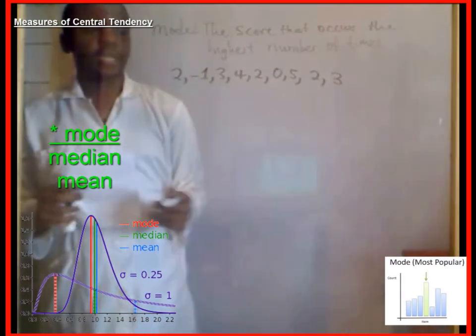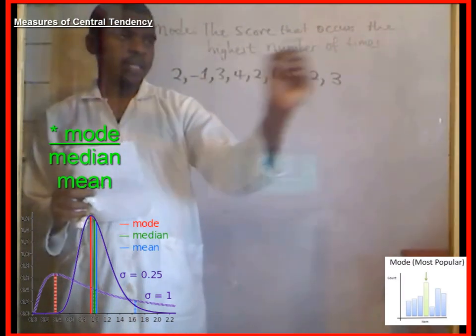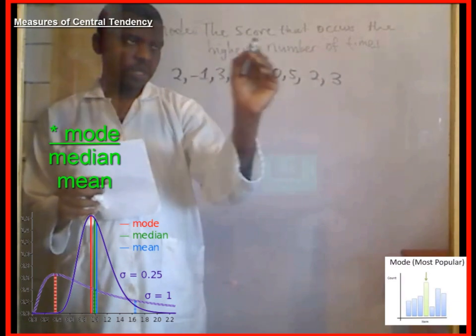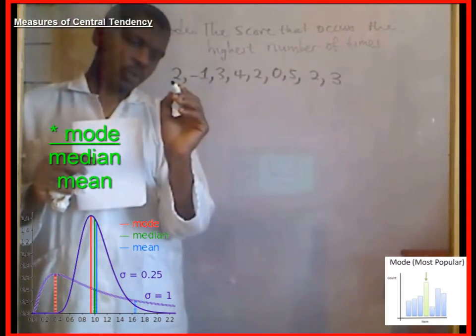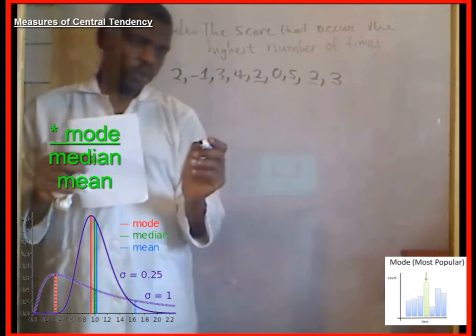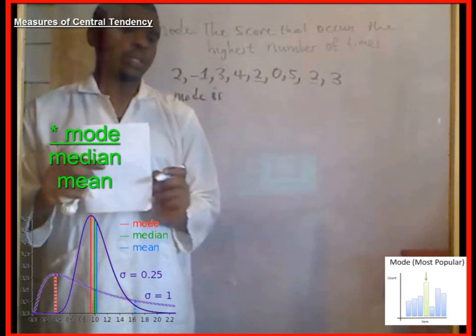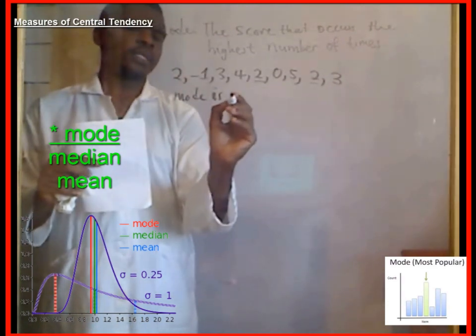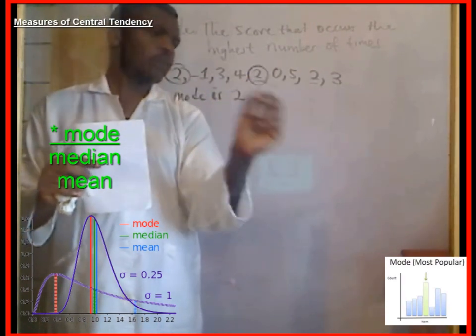Given the following data, we are asked to look for the mode. We earlier stated that the mode is a score that occurs the highest number of times. So I look here and I find that 2 occurs 3 times, which is the highest number of times. So our mode here is 2. The score 2 occurs the highest number of times.